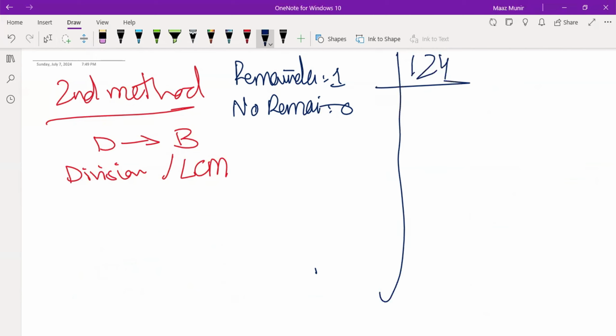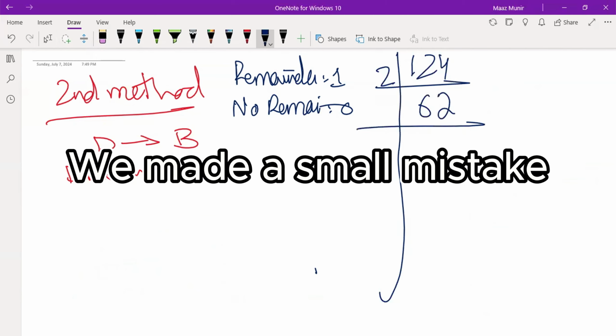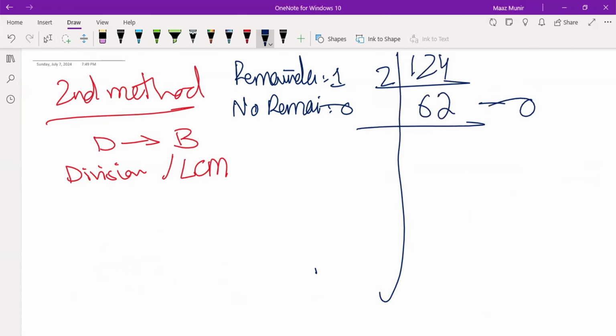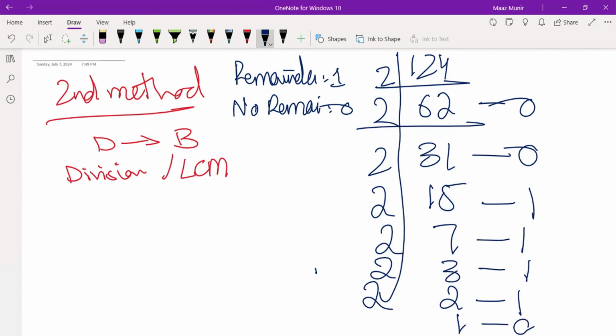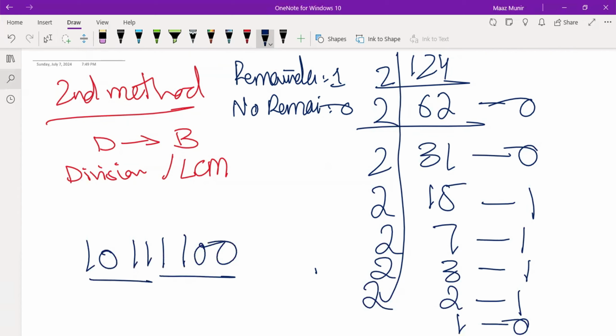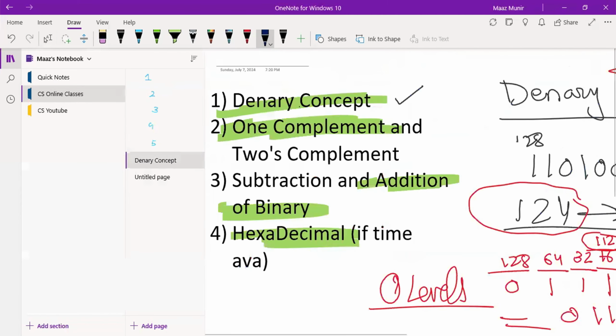124 divided by 2 is 62, so we have 0 up here. Then we do it again with 2 and get 31, remainder 0. 2 again, we get 15, and we have 1. 2 again, we get 7, and we have 1. 2 again, 3, we have 1. 2 again, 1, we have 1. 2 again, 0, we have 1. So we have the binary 1111100 up here. Let's check it out. Was it the same as the previous one?